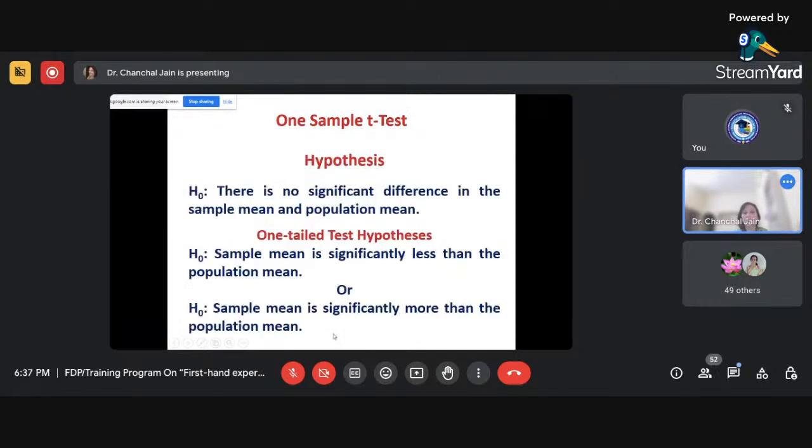So now, how can you formulate your null hypothesis in case of a one sample t-test? Here you can see, when I'm writing there is no significant difference between the sample mean and the population mean, this would be the case of a two-tailed t-test, right? Now when I'm writing the sample mean is significantly less than, or the sample mean is significantly more than the population mean, this would be the case of a one-tailed t-test.